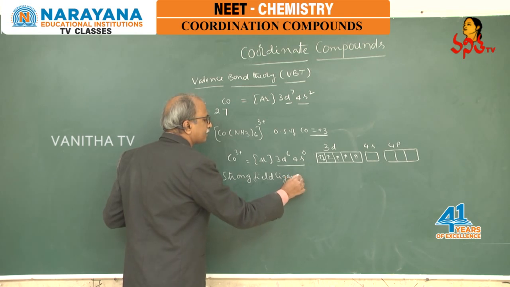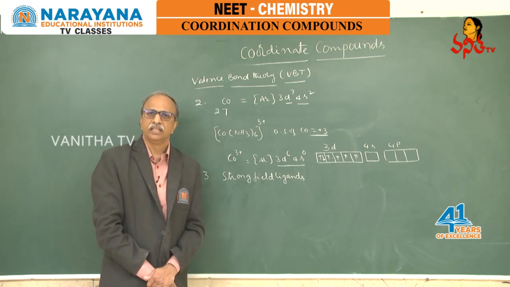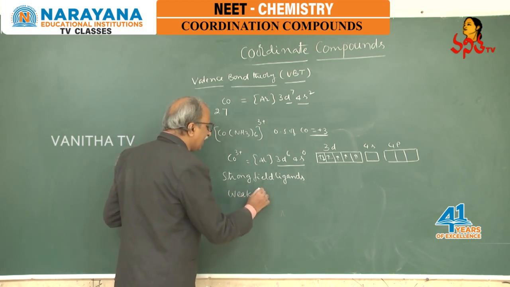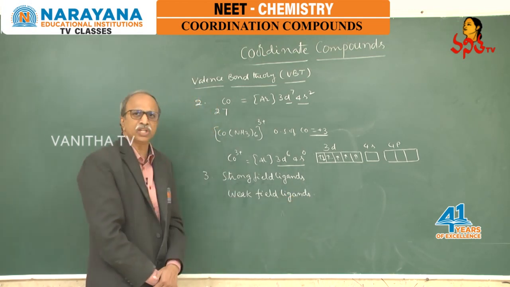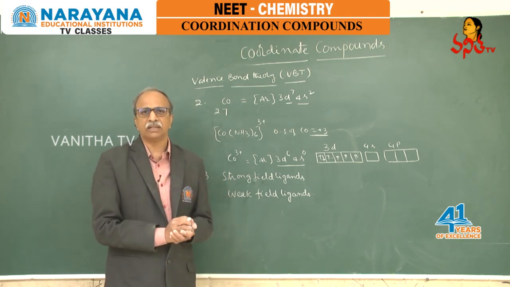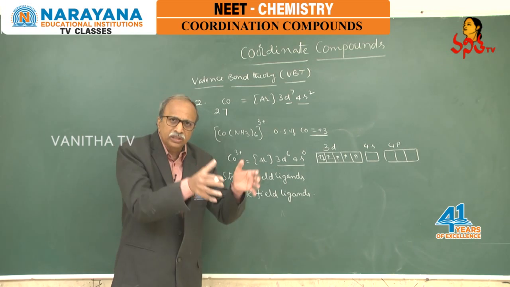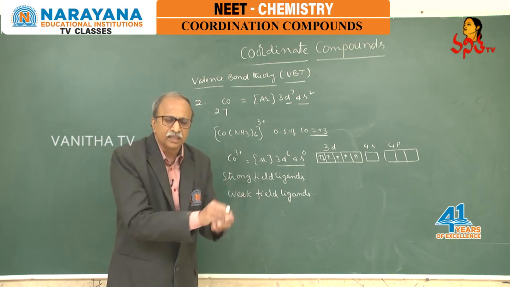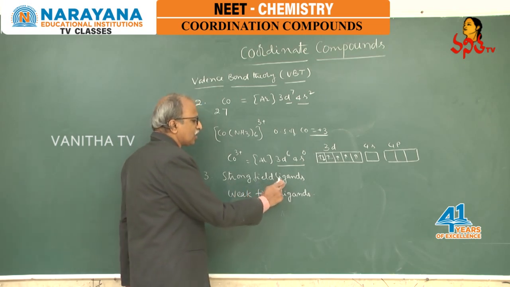Some ligands cannot influence this central metal atom or ion so effectively, and they are known as weak field ligands. So during the formation of complexes, the ligands surround the metal atom or ion to form dative bonds. While they are coming around the central metal atom or ion, some of the ligands influence the metal more effectively, and such ligands are called strong field ligands.